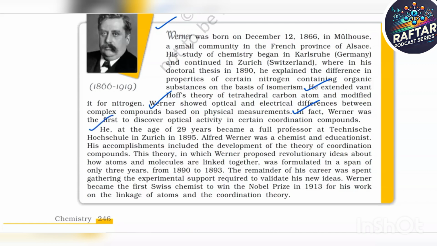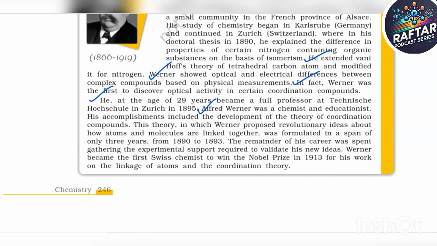Werner showed optical and electrical differences between complex compounds based on physical measurements. In fact, Werner was the first to discover optical activity in certain coordination compounds. At the age of 29 years, he became a full professor at Technische Hochschule in Zurich in 1895.